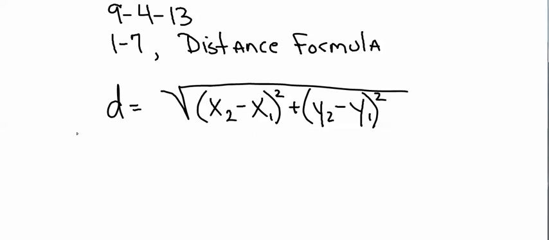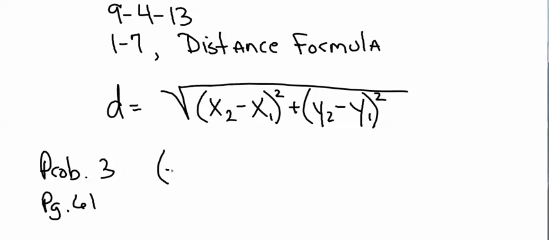So problem number 3 on page 61, they give you 2 points, negative 7, 5, and 4, negative 3. And the question is, what is the distance between negative 7, 5 and 4, negative 3?